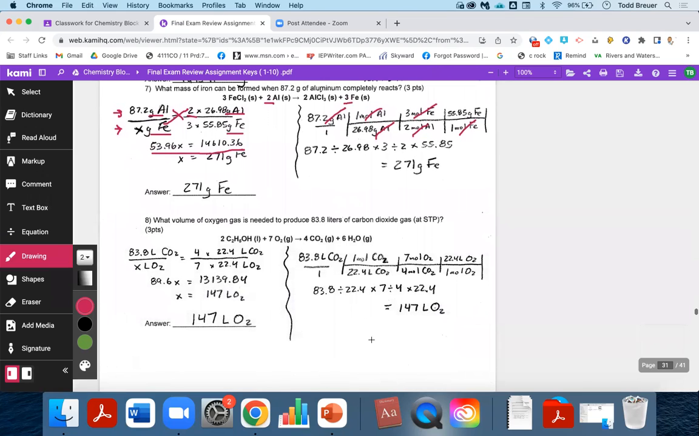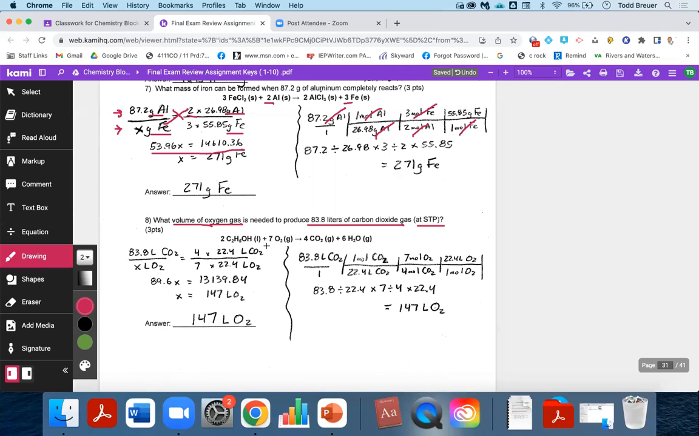Number 8, same setup, right? There's a given amount. It says what volume of oxygen as a result. So we put given liters of carbon dioxide, because that's what it says, over liters of oxygen, volume. On the right side, we put the quantities equal to 1 mole, but we make the labels match: carbon dioxide over oxygen. There's always 22.4 liters equal to 1 mole, as long as it's at standard temperature and pressure.